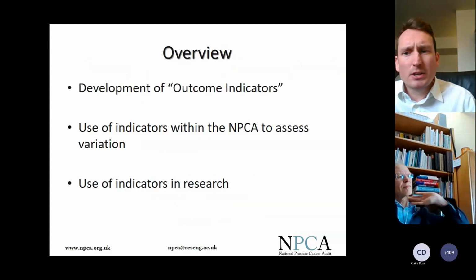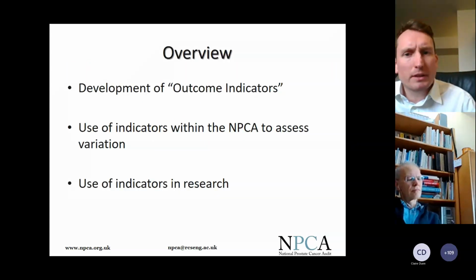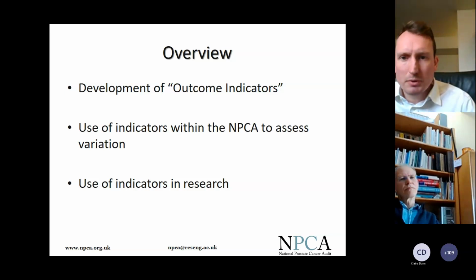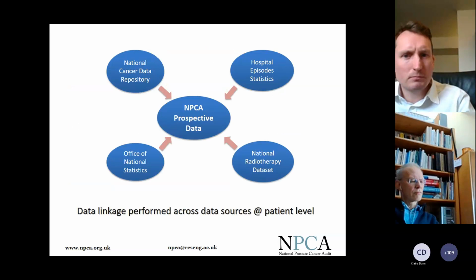To give a bit of an overview, I'll start by talking about the development of the outcome indicators that we use and developed, and then I'll go on to talk about how those indicators have been used by the NPCA to assess variation, and then touch a little bit at the end on how those indicators have been used for research purposes as well.